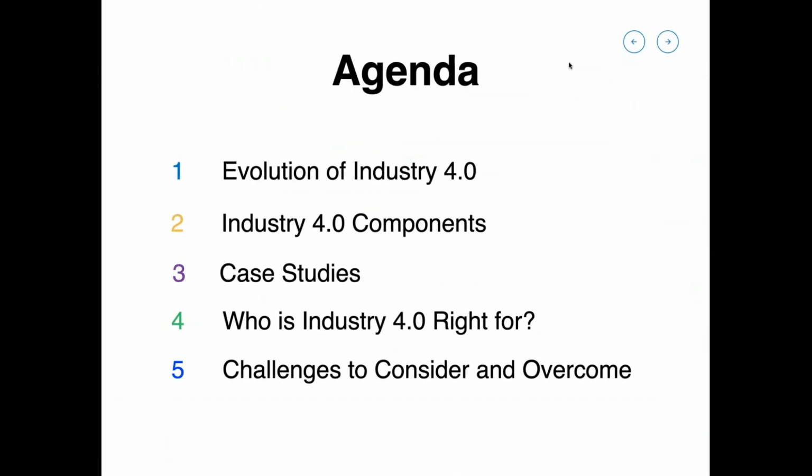The agenda for today will cover the evolution of Industry 4.0. We'll then go into some terms and concepts of Industry 4.0, followed by case studies. Then we'll move on to who is Industry 4.0 right for, and the challenges to consider and overcome.